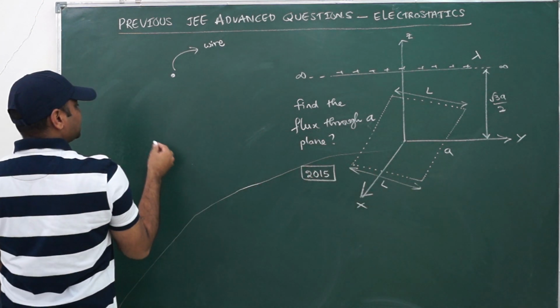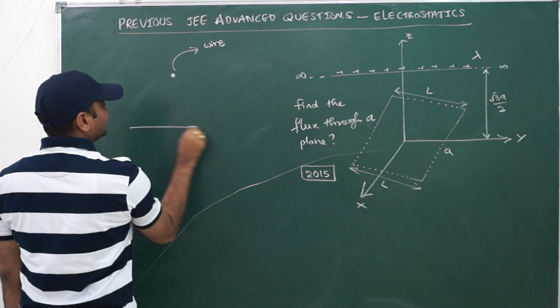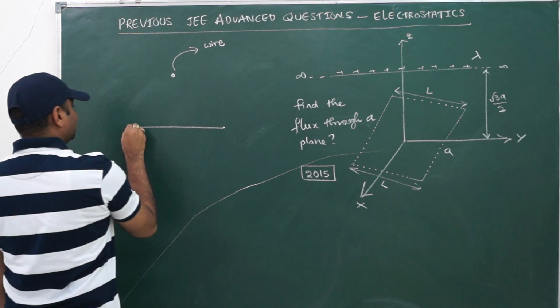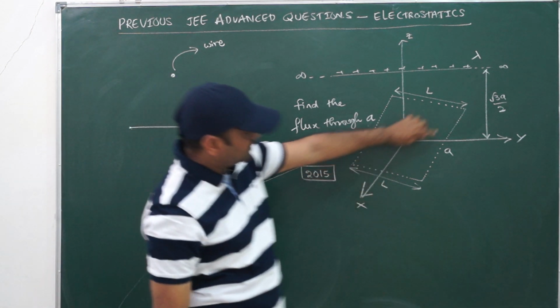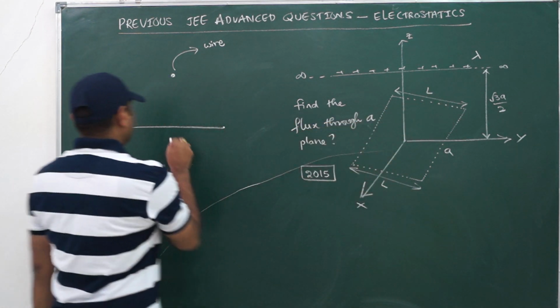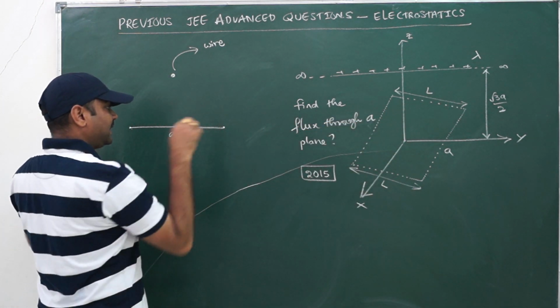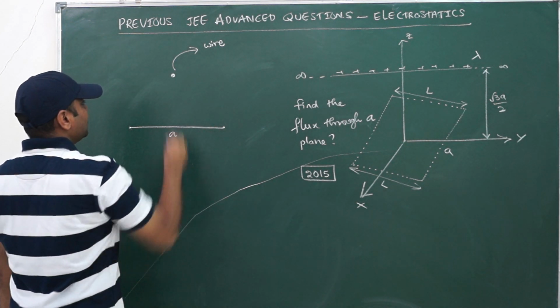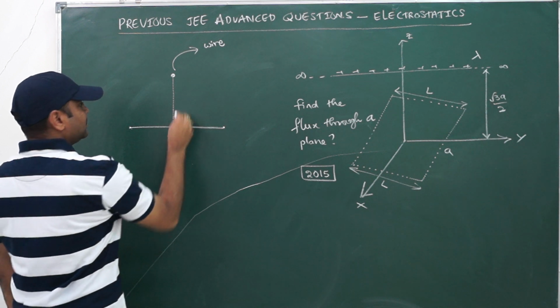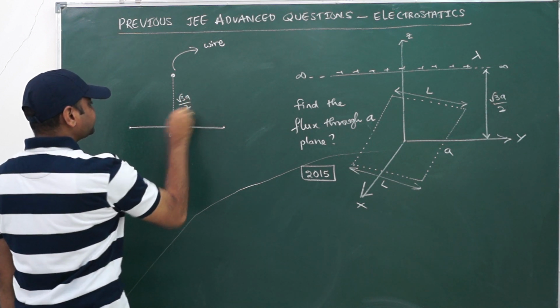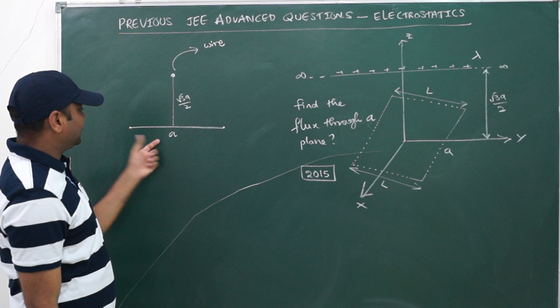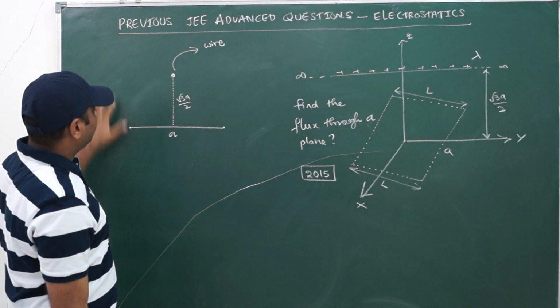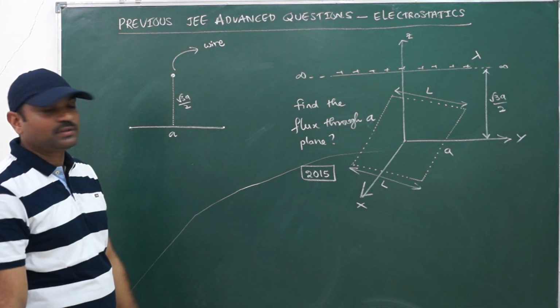Then I am able to see the rectangular plate as something like this. One side I am able to see, which is A. L is the length of the sheet, which is into the board. Now this distance is given as √3a/2, and this is a/2 and this is a/2. For this diagram I need to identify the total flux value.